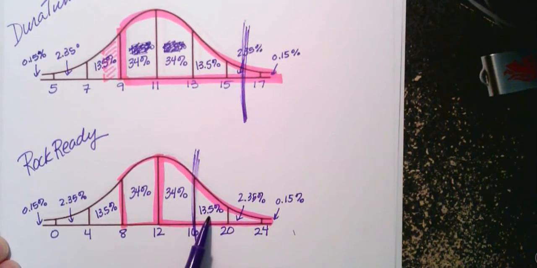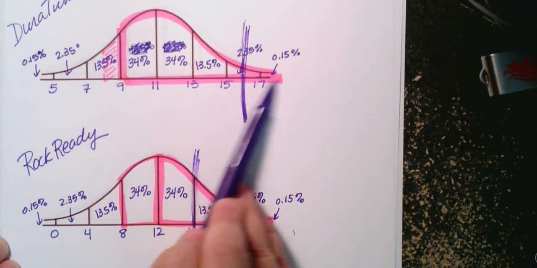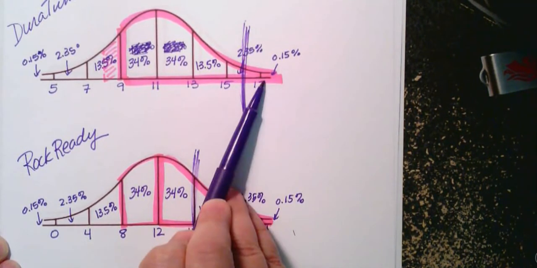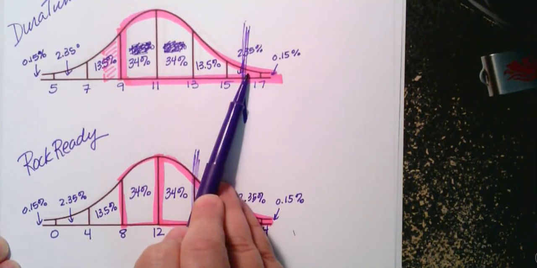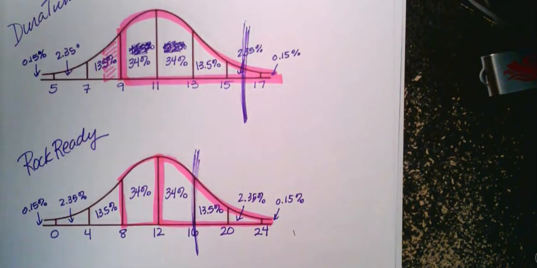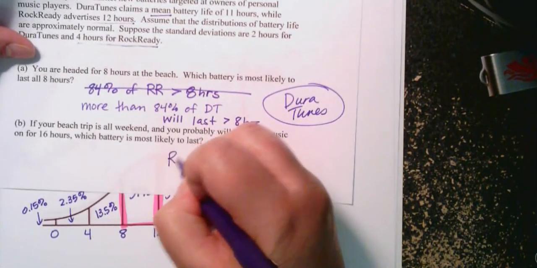Right here, we've got 13.5 plus 2.5, 16% of Rock Ready batteries are going to last more than 16 hours. This is clearly a smaller percent. This is less than 3% altogether. It's less than 2% altogether. Is going to last more than 16 hours. So for the second question, my answer is Rock Ready.